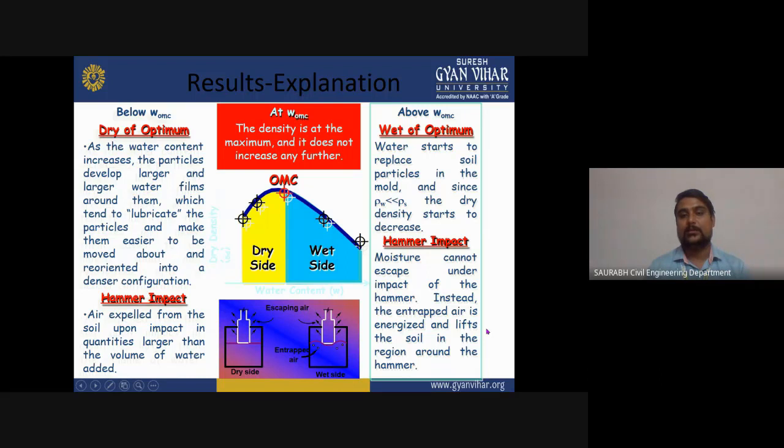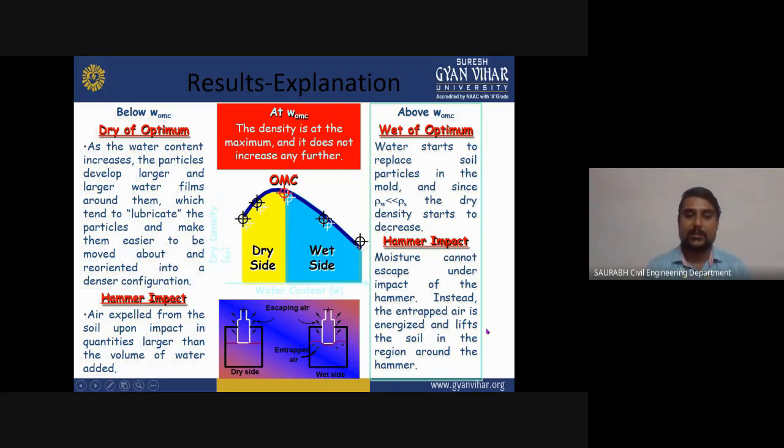And here is also wet of optimum. What is the meaning of wet of optimum here? Water starts to replace the soil particles in the mold, and since the density of water is less than that of soil solids, the dry density starts to decrease. Hammer impact, what is the hammer impact? Moisture cannot escape under the impact of the hammer. Instead, the entrapped air is energized and lifts the soil in the region around the hammer. So these are the result explanations of compaction.